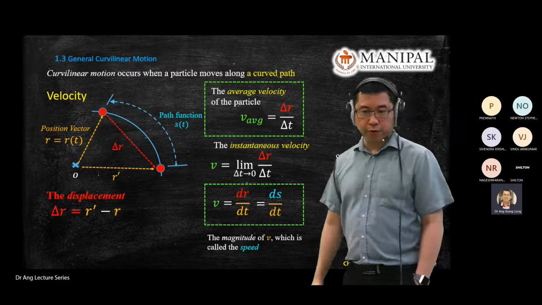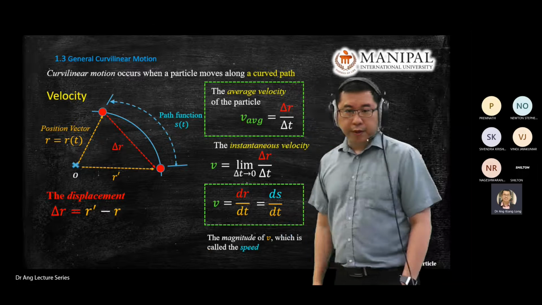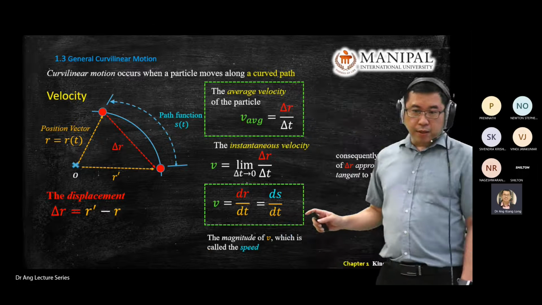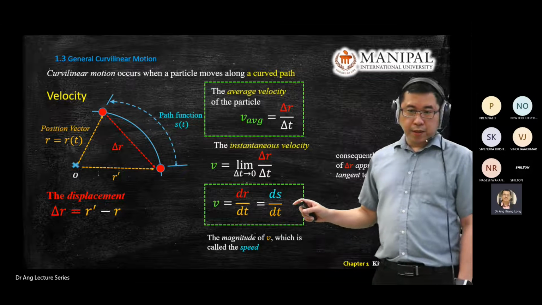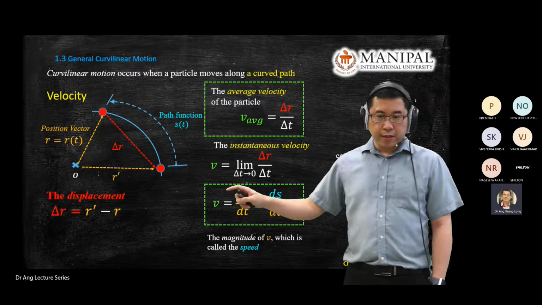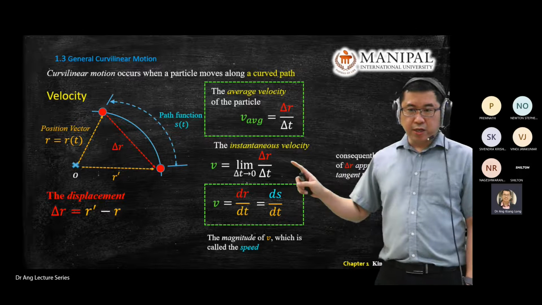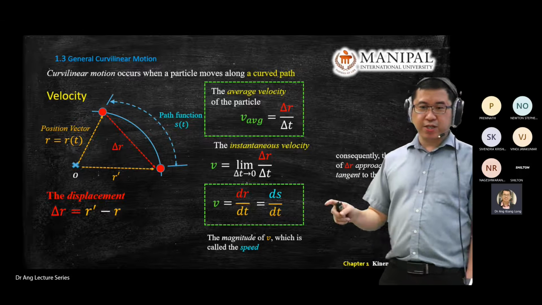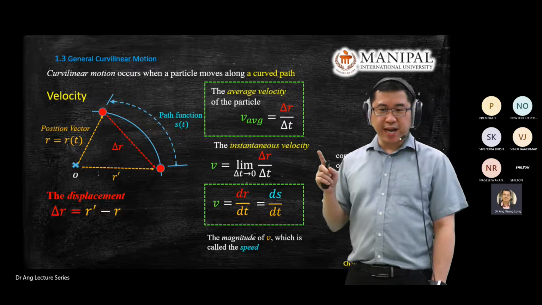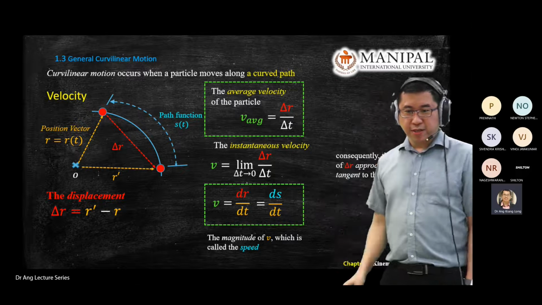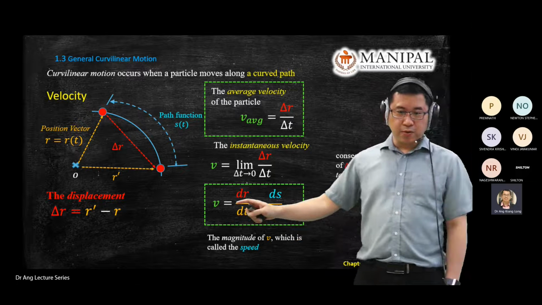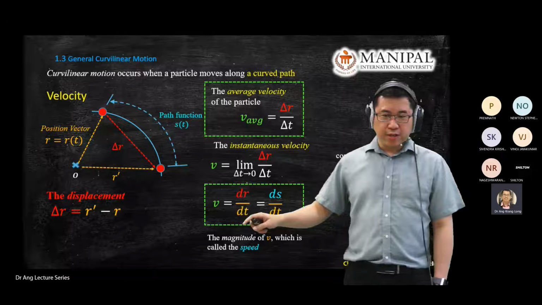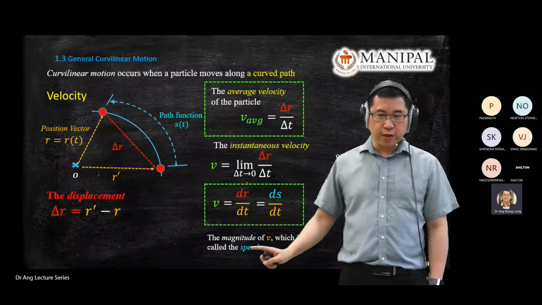All right, we move on. Okay, now again, this is velocity. Velocity is a vector. A vector has direction and magnitude. Just to recall, the magnitude of a velocity, we call it speed.